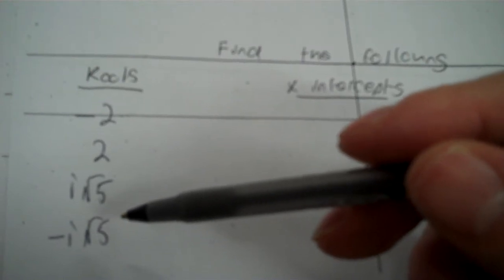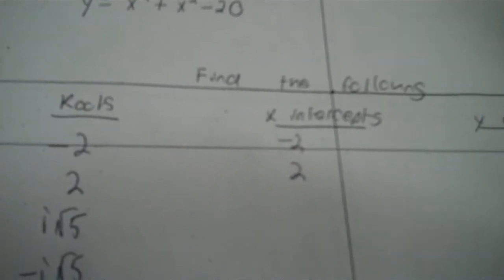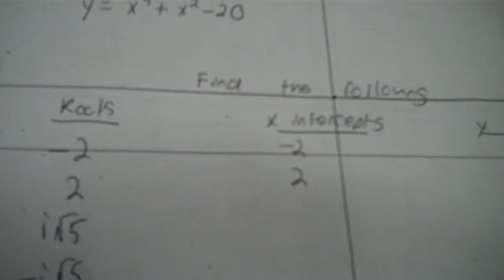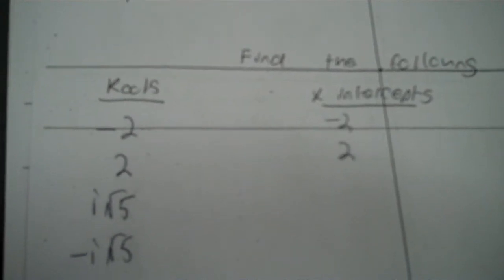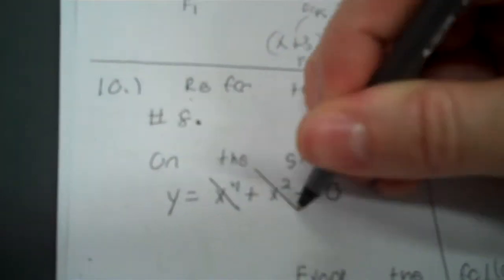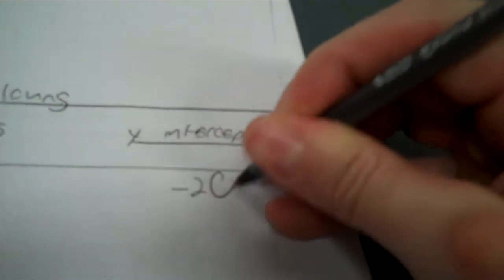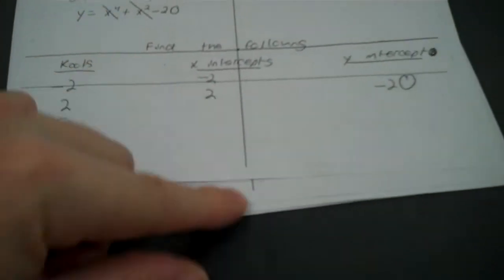Now, which of those are your x-intercepts? The negative 2 and the 2 are, but anything with an i is not an x-intercept because those don't come on. They're called imaginary, which means they don't appear on a graph. Now, the y-intercept's easy. It'd be all your x's taken out of the problem, and y equals negative 20. That's all there is to it. If you have an i, you don't put that in your x-intercept set.